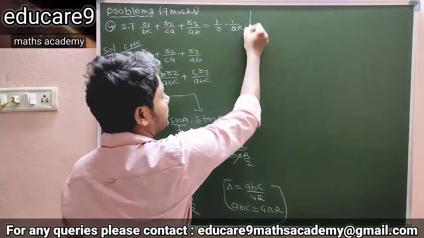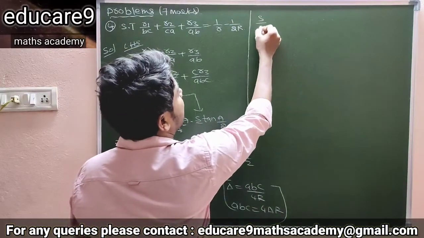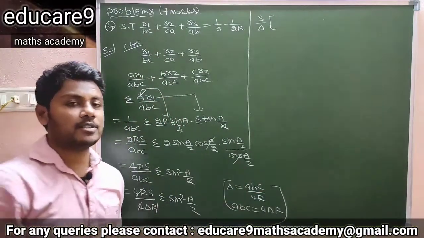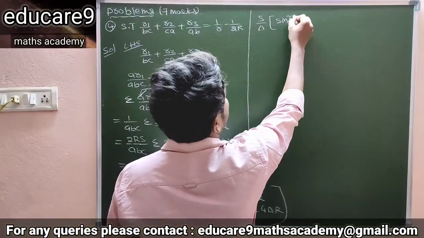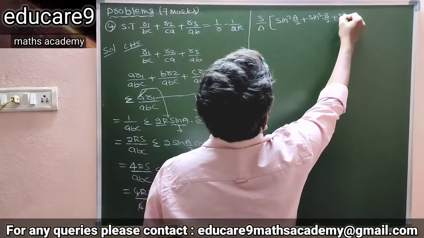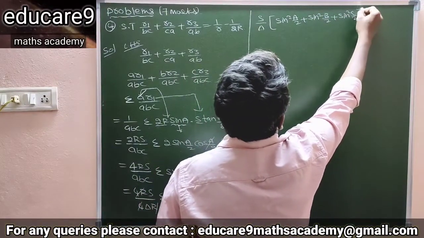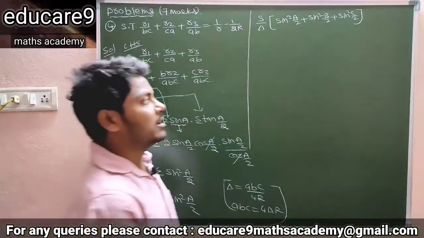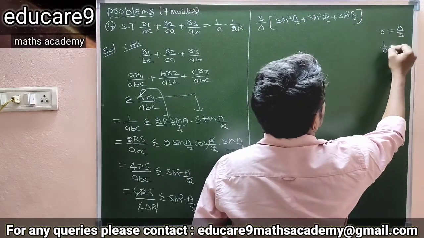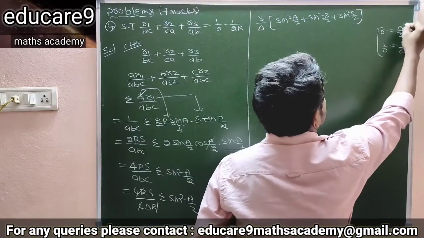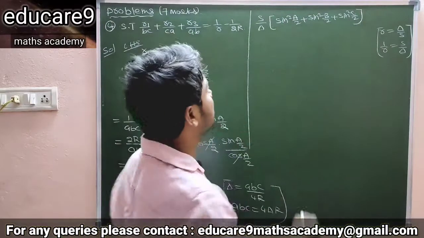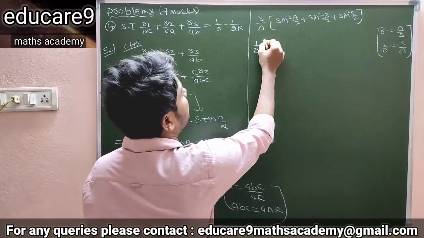No? So S by delta of, here apply sigma. Sigma means sum of the terms. That is sin square A by 2 plus sin square B by 2 plus sin square C by 2. Okay. So again, you know that small r is equal to delta by S. So 1 by r is S by delta. So using this formula here, clearly S by delta write as 1 by r. So this is 1 by r into.